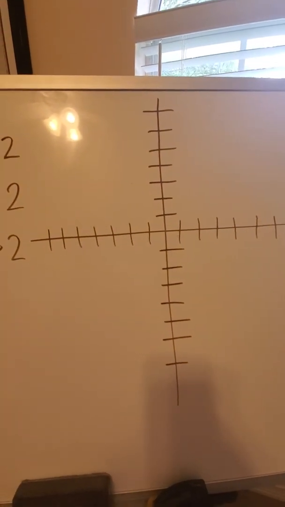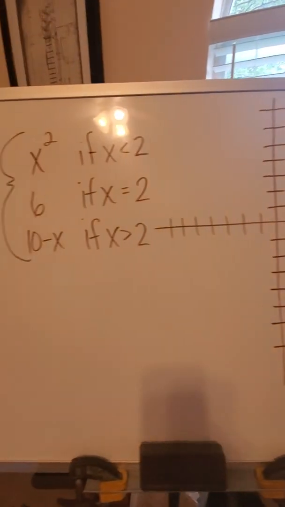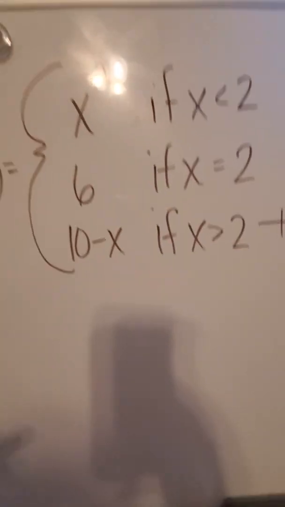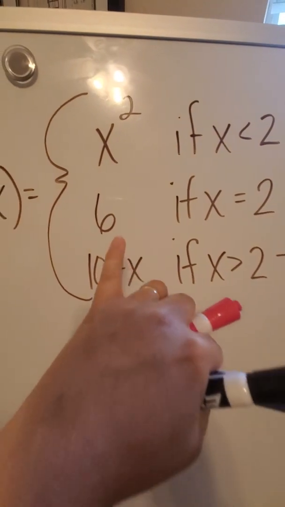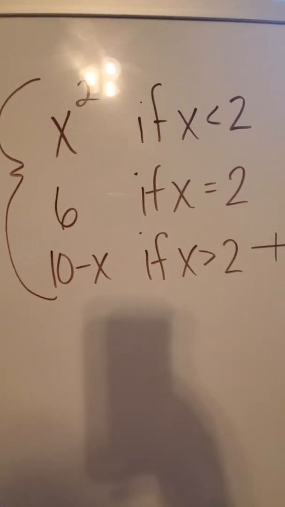Okay, you were asking about piecewise functions. I drew a little quick graph here, and I wrote a piecewise function over here. It says f of x equals x squared if x is less than or equal to 2. It equals 6 if x equals 2, and it equals 10 minus x if x is greater than 2.